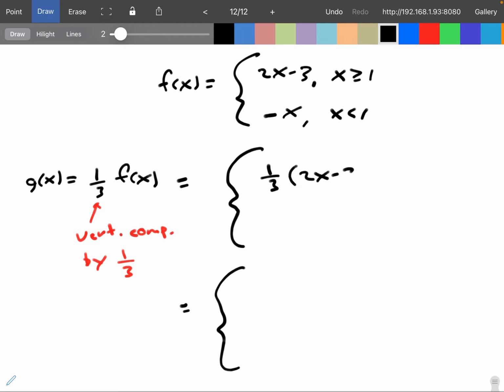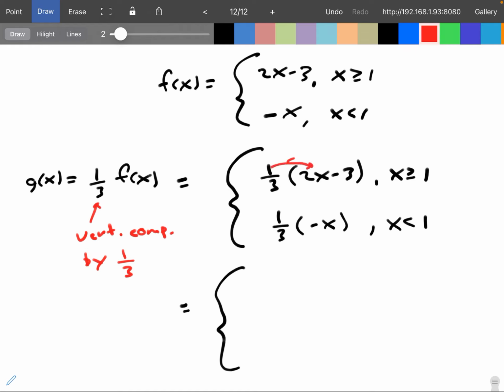All right, so all we got to do on this one then is just put a 1/3 out in front of the function. So we're going to put a 1/3 out in front of this top piece, so 1/3 times 2x minus 3 in parentheses. We said that these domains were not going to change. And then we got to put a 1/3 out in front of this bottom piece. And that domain's not going to change either. Okay, so again, any vertical transformations, the domains do not change.